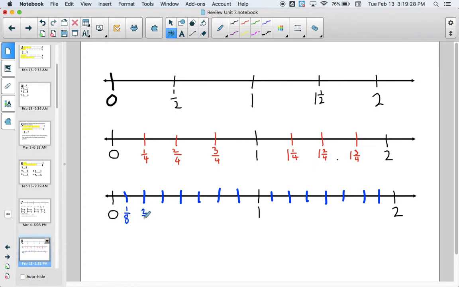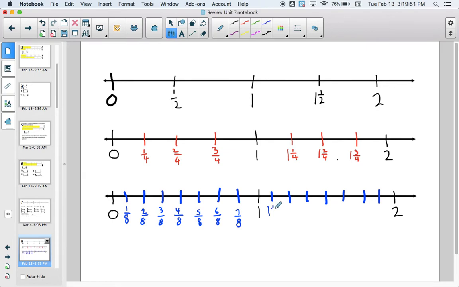2/8, 3/8, 4/8, 5/8, 6/8, 7/8. 8/8 would be 1 whole.